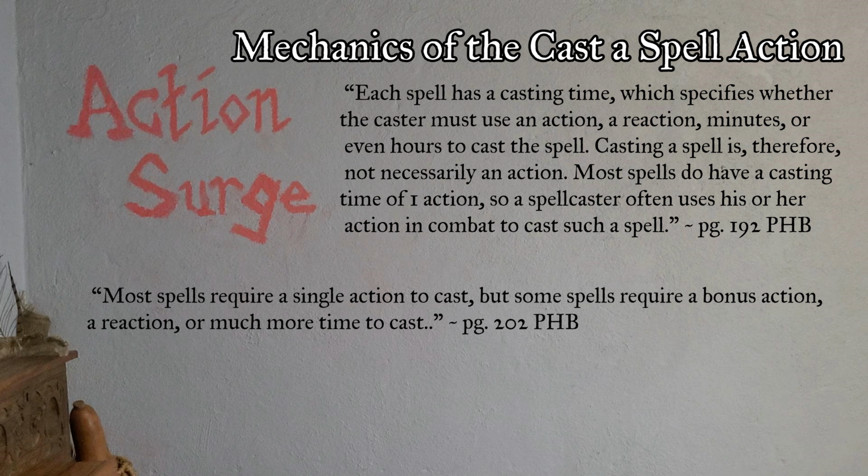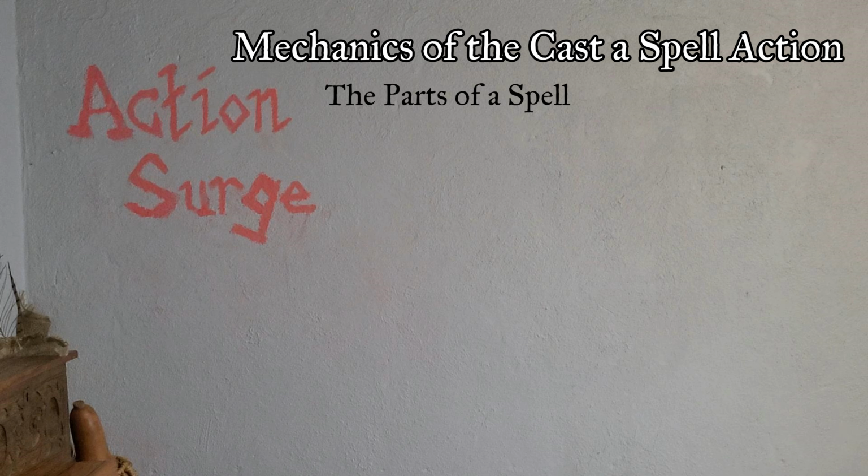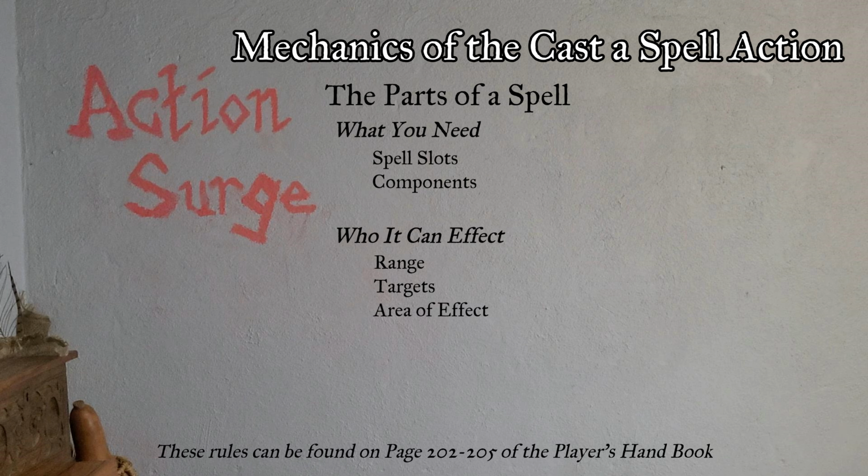Most spells require a single action to cast, but some spells require a bonus action, a reaction, or much more time to cast. At the end of this section, we will look at what makes each of these other casting times unique. For now, though, we are going to break down what you need to know when you choose to cast a spell as your action, and we're going to break this down to 3 groups. What you need to cast the spell: spell slots and components. Who it can affect: range, targets, and area of effect. And determining if it can affect them: saving throws, attack rolls, and duration. We will start with what you need to cast a spell.